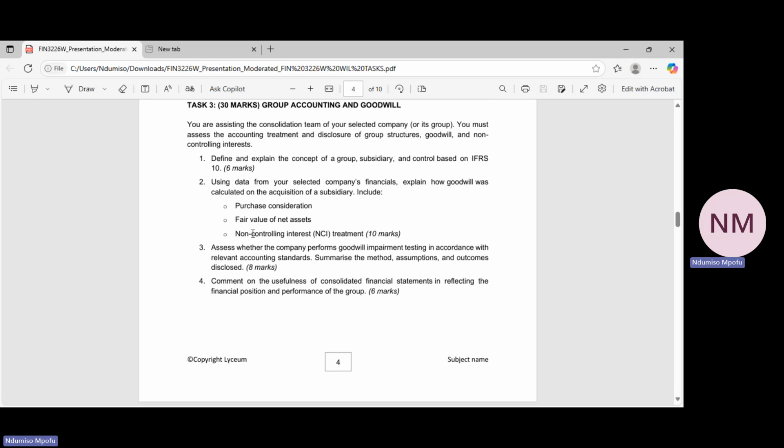Then fair value of net assets. This will also be presented to you in the financial statements. You look for the fair value, you take it as it is. And then non-controlling interests. All this is presented to you basically in the statement, mostly of financial position, as well as in your notes to the financial statements. Then if you explain all these, you will be able to score 10 marks.